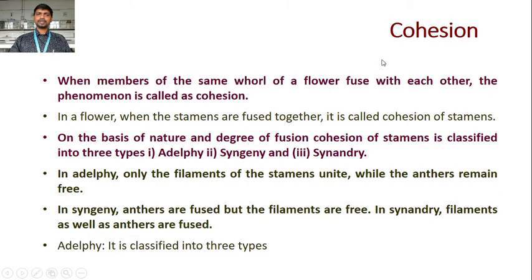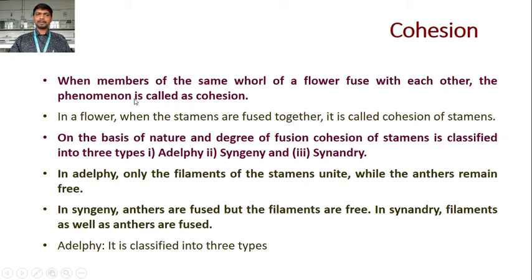Next is cohesion. When members of the same whorl of a flower fuse with each other, the phenomenon is known as cohesion. So cohesion is the fusion or union of the members of the same whorl of a flower. We are dealing with the androecium. So here the whorl is the androecium, the individual member is the stamen. When stamens are fused or united with each other, this phenomenon is called cohesion of stamens.